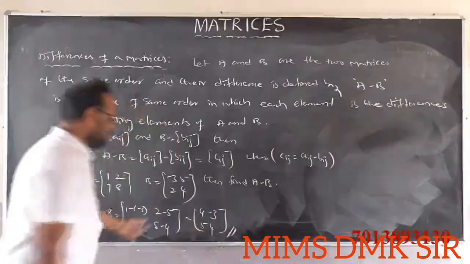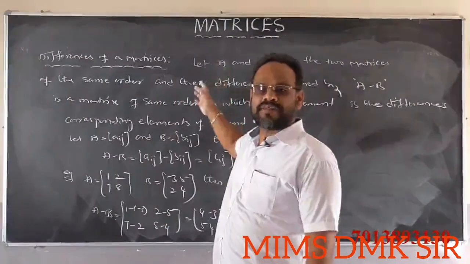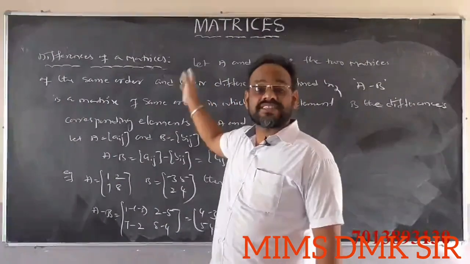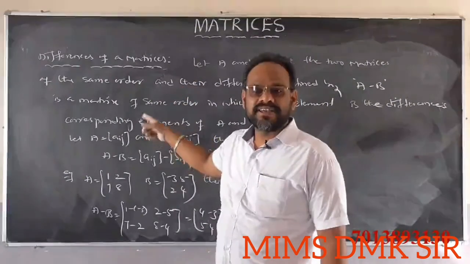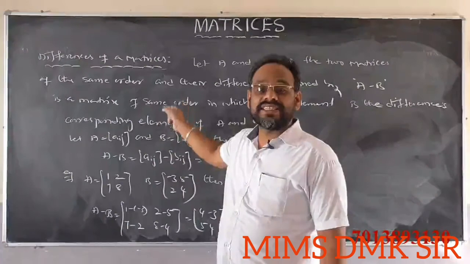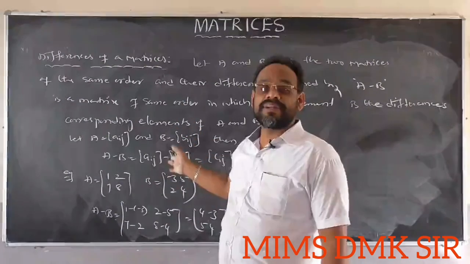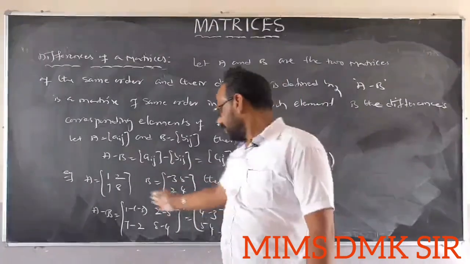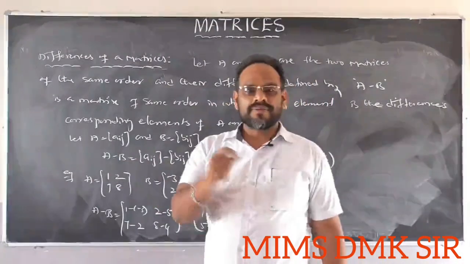This is the difference of the two matrices. If A and B are two matrices of the same order, their difference is denoted by A minus B, a matrix of the same order in which each element is the difference of the corresponding elements of A and B. This is called what? Difference of the matrices. Next.